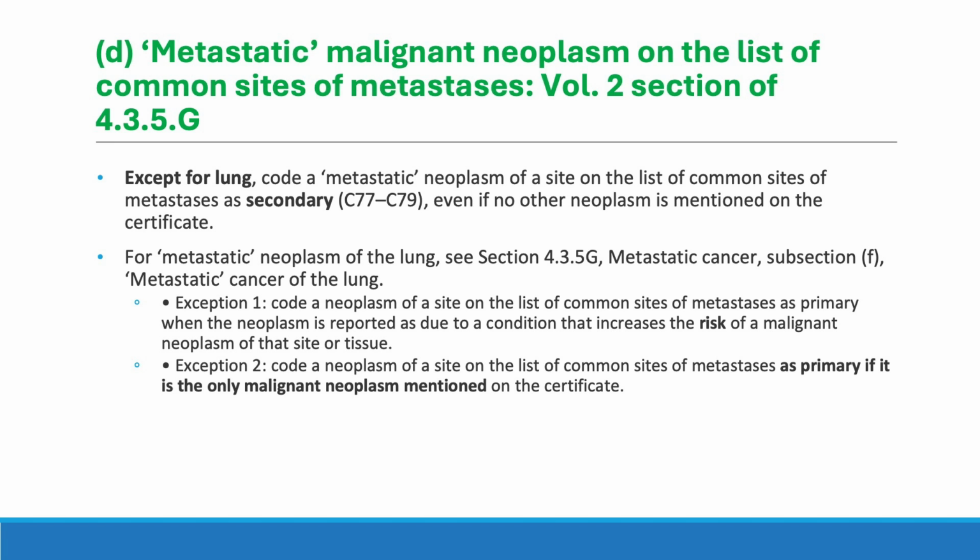However, there are two important exceptions to this rule. First, if the neoplasm is reported as being due to a primary condition that increases the risk of a malignant neoplasm in that site or tissue, it should be coded as primary. Second, if the neoplasm in question is the only malignant neoplasm mentioned on the certificate, it should also be coded primary.